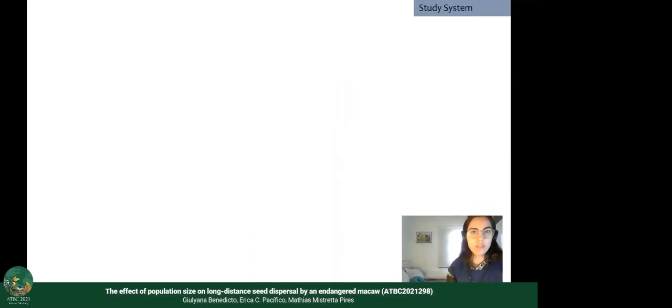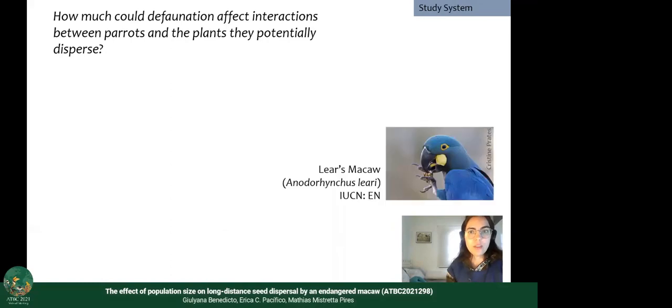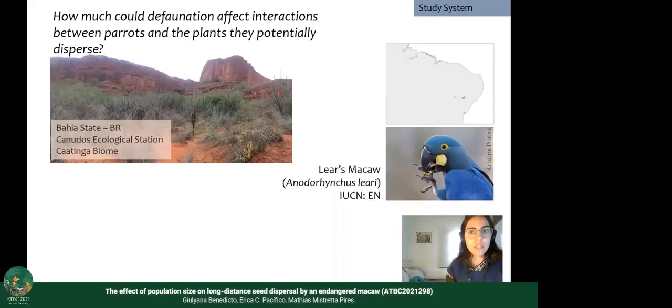So, how much could defaunation affect plant-parrot interactions? Here we sought to quantify one of these interesting relationships between seed dispersal interactions and change in the population size of an endangered macaw. The Lear's macaw is endemic to a small part of northeastern Brazil, with population estimates ranging from 60 to 2,000 individuals since its discovery 40 years ago.